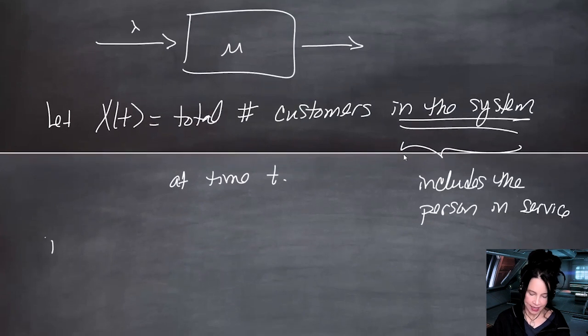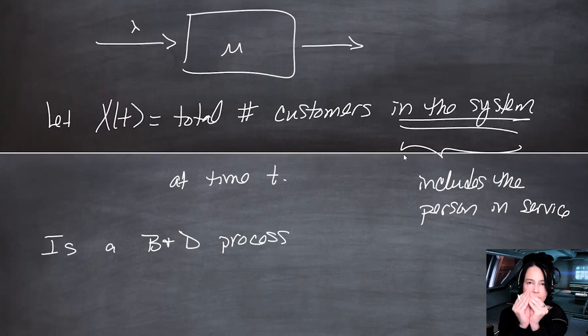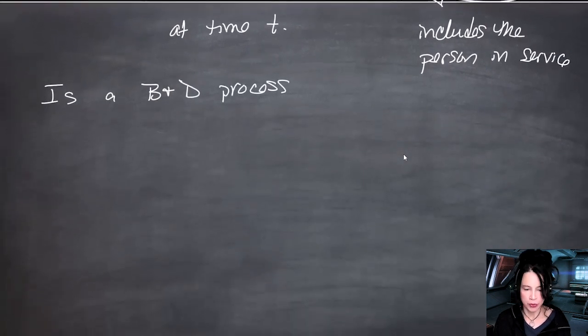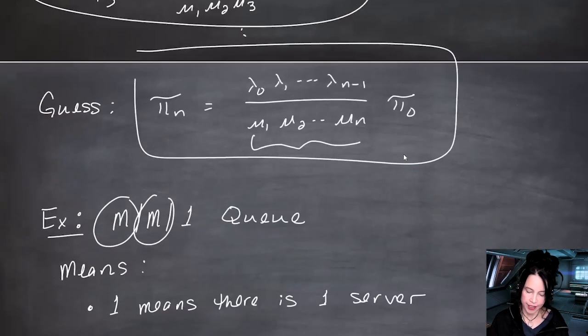And this is a birth and death process. The population will go up and down, and in an infinitesimal interval of time, it'll go up by 1 at most, or down by 1 at most. If we can write down the birth and death rates, we can use our new exciting formula to figure out the stationary distribution for the total number of people in the system. So let's do it.